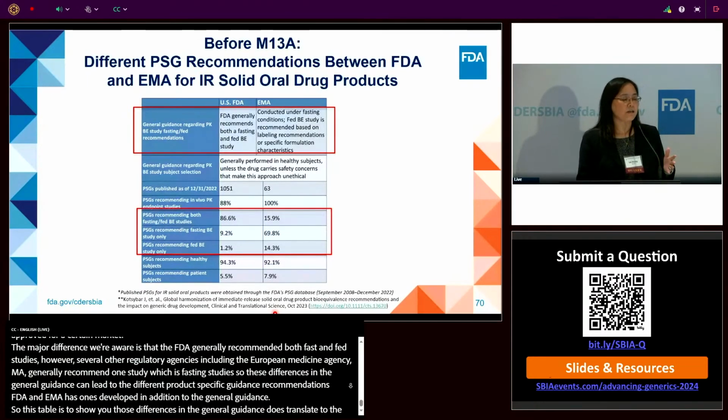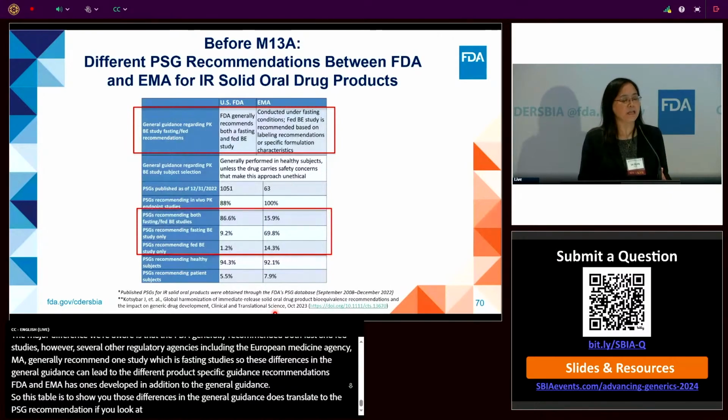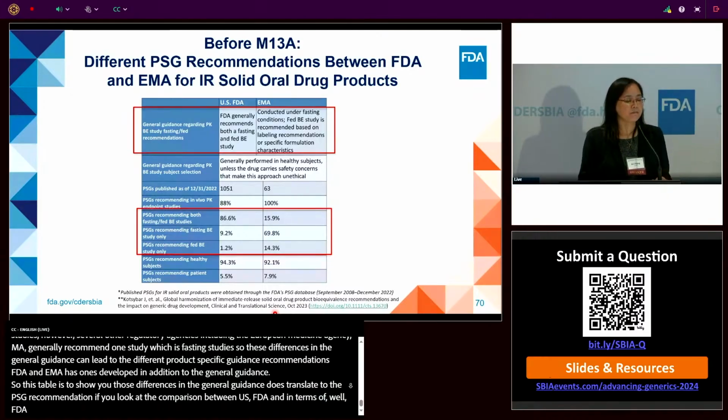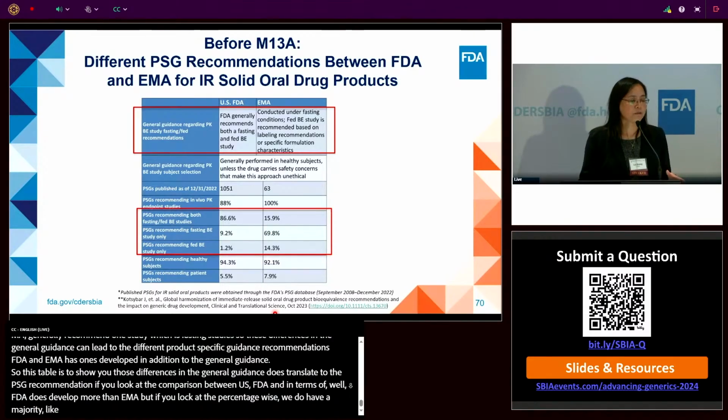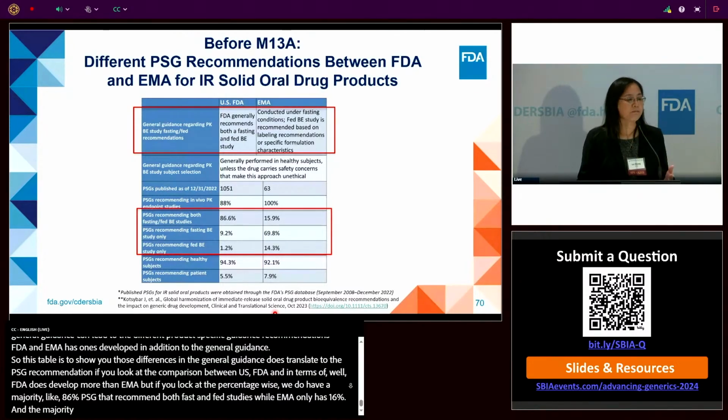If you look at the comparison between US FDA and the EMA in terms of PSGs, although FDA does develop more PSGs than the EMA, percentage-wise, the majority, like 86% of PSGs prior to M13A, recommend both fasting and fed studies, while EMA only has 16%. And the majority of EMA's recommend the fasting studies only, because this is reflected by the general BE guidance differences.